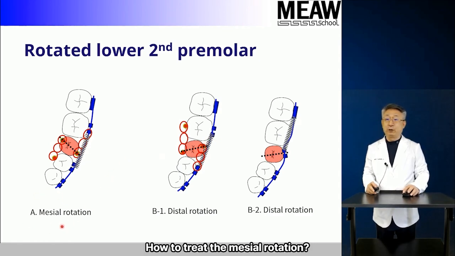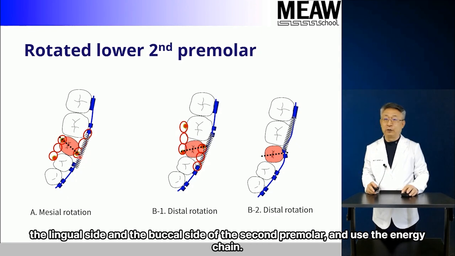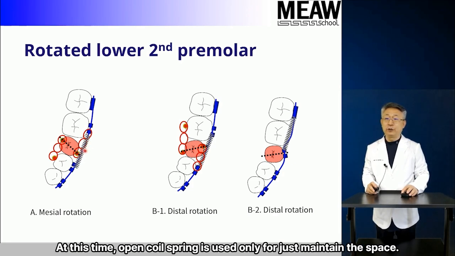How to treat the mesial rotation? As shown in Figure A, attach the lingual button to the lingual side of the first premolar, the lingual side and the buccal side of the second premolar, and use the energy chain. At this time, open coil spring is used only to maintain the space.